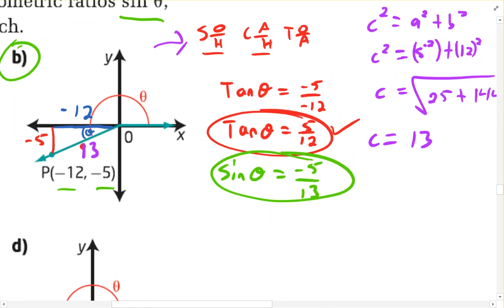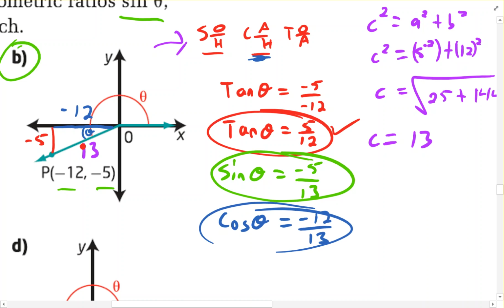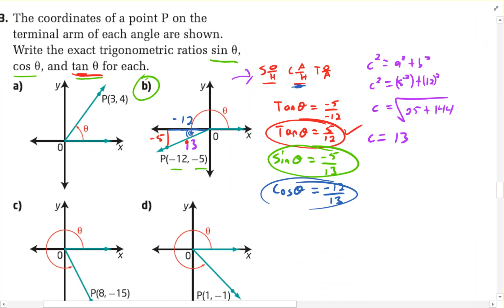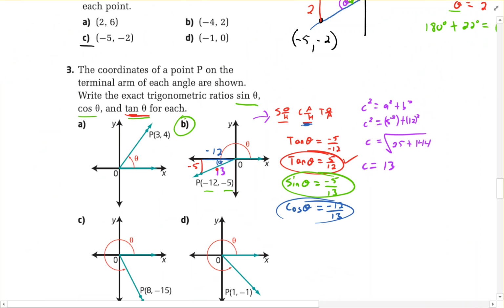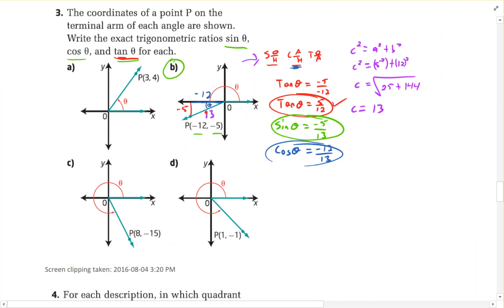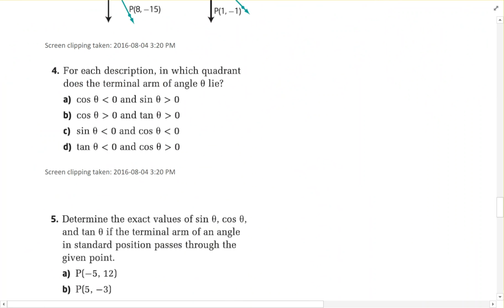So that's that one. And then lastly, we'll do cos. So cos theta is equal to adjacent over hypotenuse, so -12 over 13. So then that'd be it. Okay, so hopefully that made sense. You guys will need to make sure that you're able to do these because it's a pretty common question. All right, moving on.